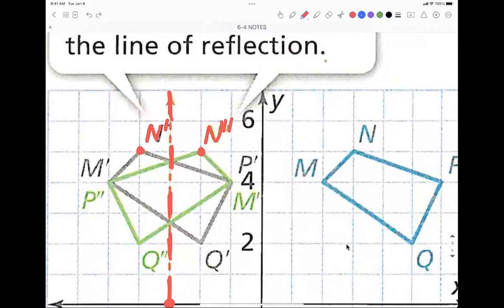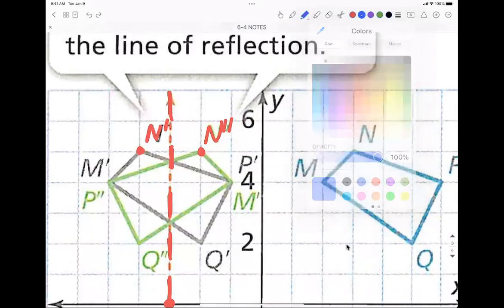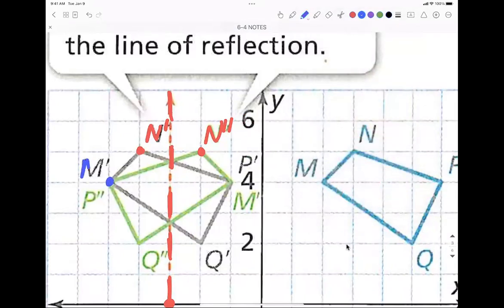Then let's look at M. I should have done them in alphabetical order, but I didn't. That's okay. Here's M prime right here. M double prime ends up on the other side. Okay, that's M double prime. Now look at P. It's on the same point, but that's okay. Here's P prime. Over here is P double prime. And then look at Q. You've got Q prime, which is right here. And then over here, you've got Q double prime.